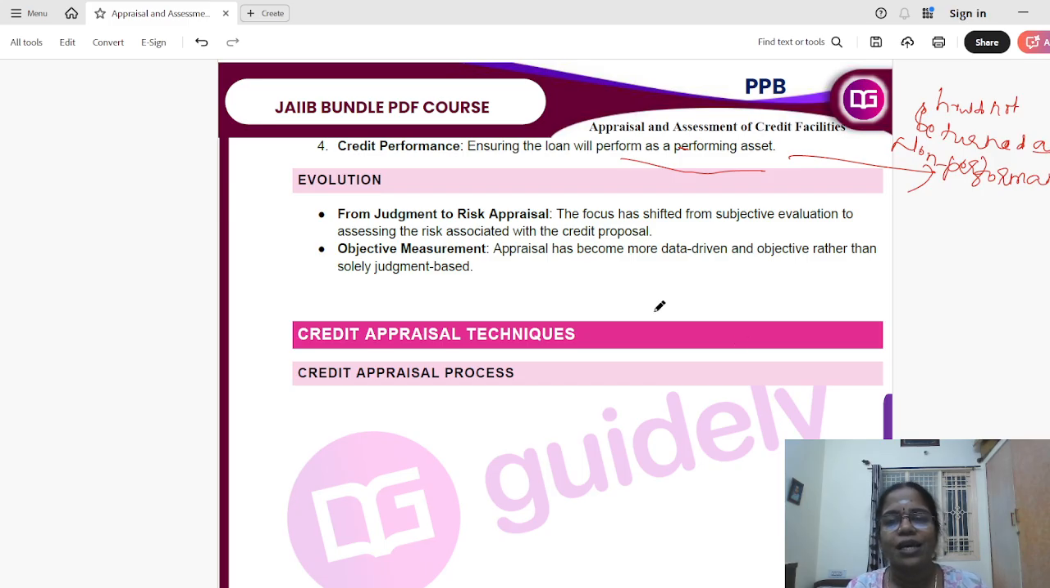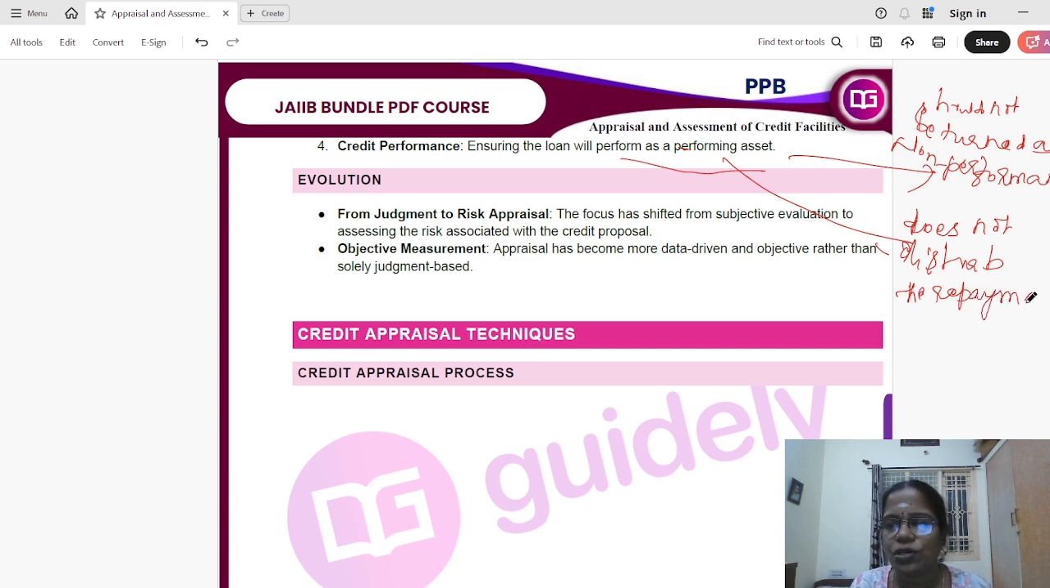Without any kind of default, the customer does not disturb the repayment schedule. For example, if every month the 10th is the repayment date, the customer does not disturb that schedule. Within that 10th, the customer has the ability to repay the loan amount. So that is the credit performance.